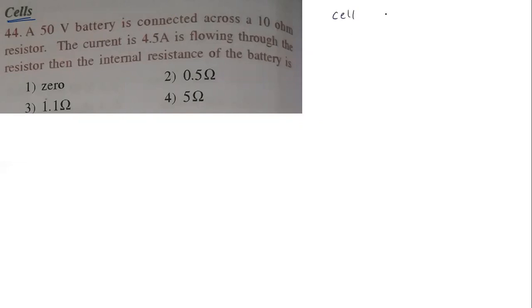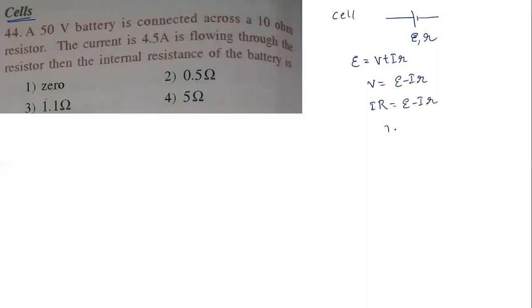A cell, we indicate like this. Here EMF is E and internal resistance is R. There are some different combinations. EMF is given by the formula E equal to V plus I into R, where R is the internal resistance and I is the current. The potential difference between the terminals when the circuit is closed is given by E minus I into R. Here V means I into capital R, that is equal to E minus I into R.